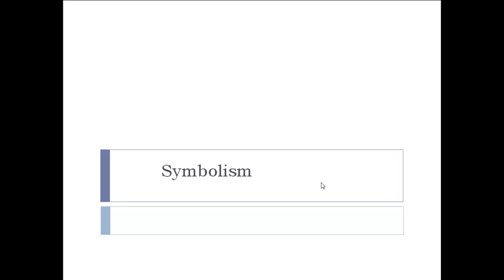Today's lecture will be about symbolism. We would like to know what we mean by symbolism, what symbolism stands for, and how it functions in a story.